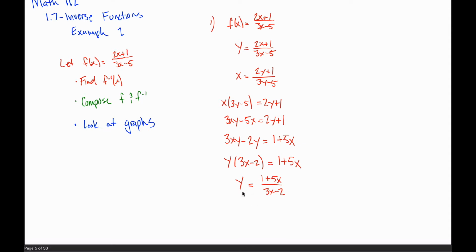However, I guess we should do the fourth and final step where we change the y into f inverse of x just to write this in functional notation. I got f inverse of x is 1 plus 5x divided by 3x minus 2.